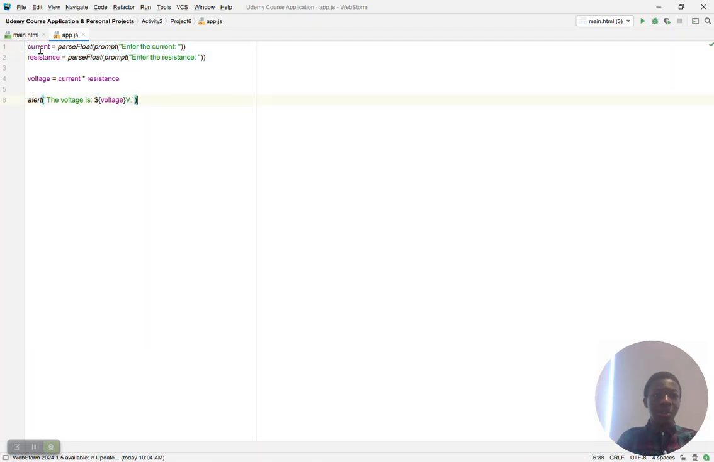Current is parseFloat prompt. Prompt is when you ask the user for what they'll input, and parseFloat is for the decimals. This will come up in the quiz afterwards. So enter the current, then enter the resistance. And all you need to do is let the voltage be current times resistance. Multiply both of them together and it'll give you your voltage, which is as easy as ABC. Now I'm going to run the program and show you how easy that could be.